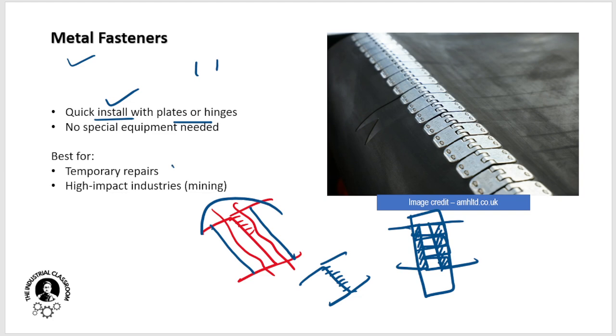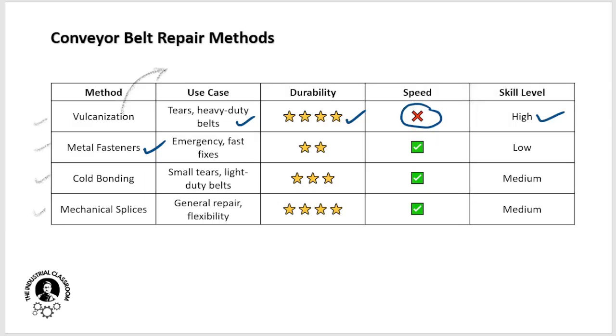So remember that these are for temporary repairs and for high impact industries where stopping the conveyor line will have a great impact. So these are for emergency fast fixes. Durability is very low, you can see. Speed is very high and skill level is low, because here molds are generally provided, so you need not measure all these holes, the distances, and such things.